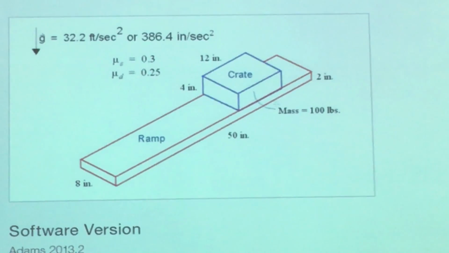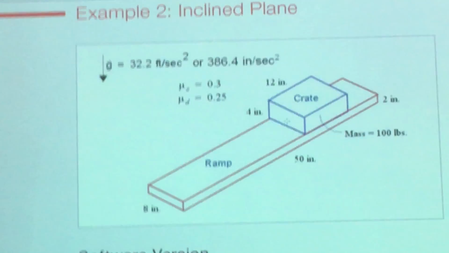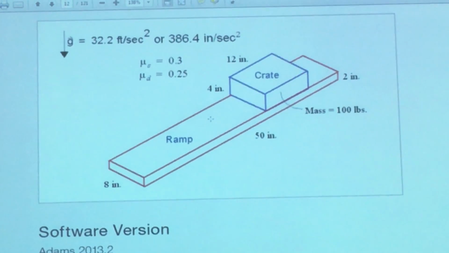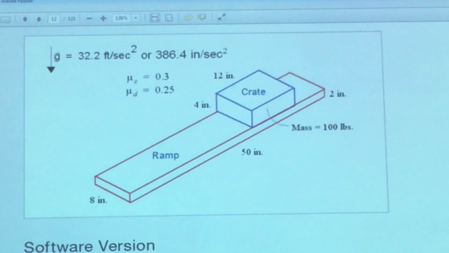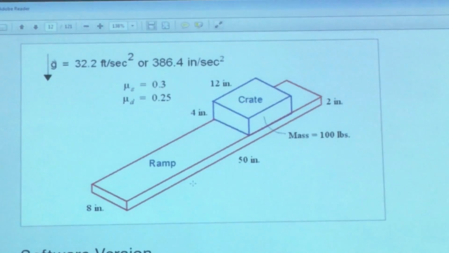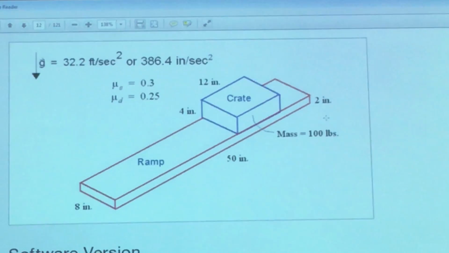12 inches by 8 inches. So 8, 4 by 12, and then 50 by 2 inches.